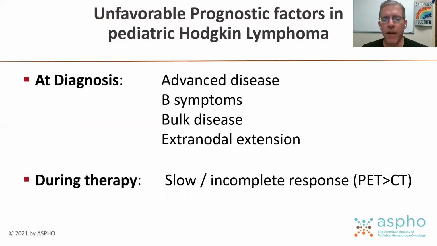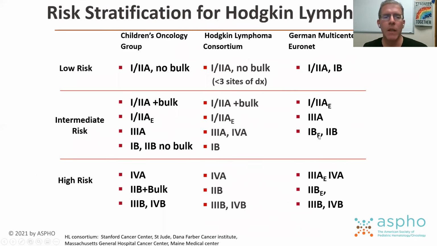In terms of prognostic factors, unfavorable factors at diagnosis include advanced disease, B symptoms, bulk disease, and extranodal extension. And then during therapy, a slow or incomplete response to therapy is also predictive. There's multiple cooperative groups that treat Hodgkin lymphoma, and unfortunately, they each risk stratify slightly differently. These are the risk stratifications based on the Children's Oncology Group, which accounts for 95% of pediatric patients treated in this country. But there's also the Hodgkin Lymphoma Consortium in North America, and then there's the German Multicenter Euronet.